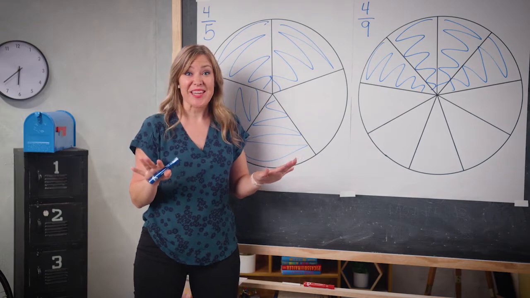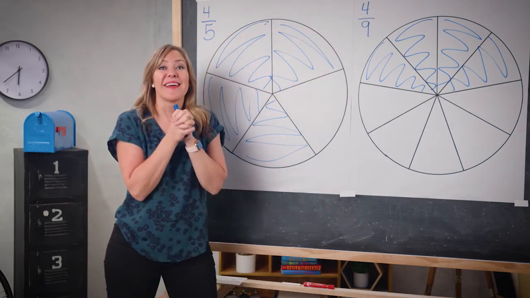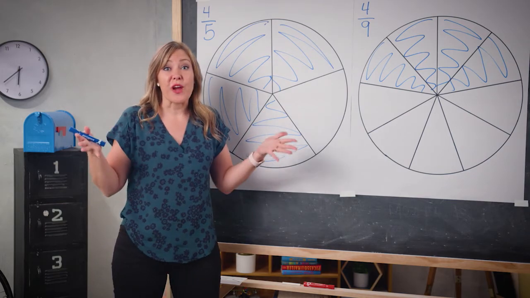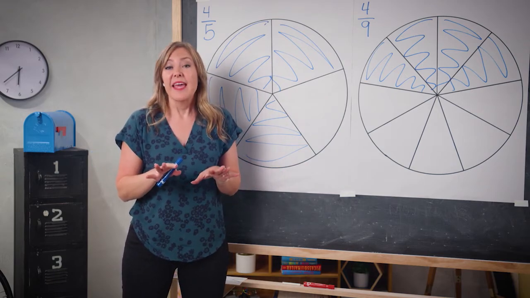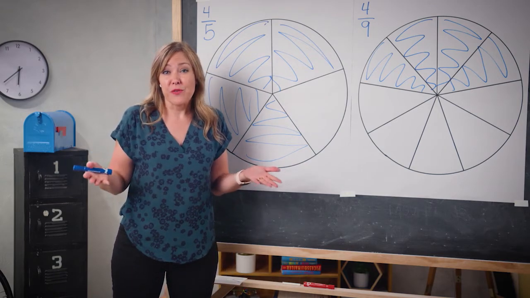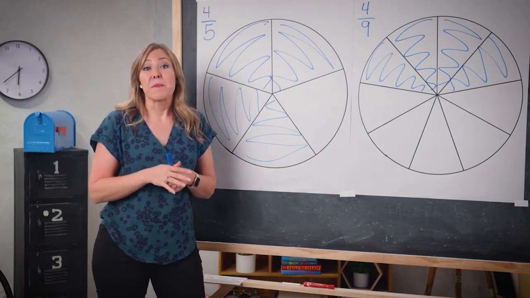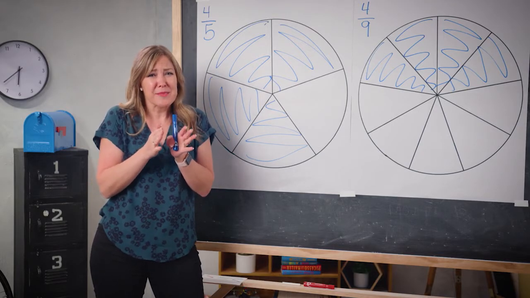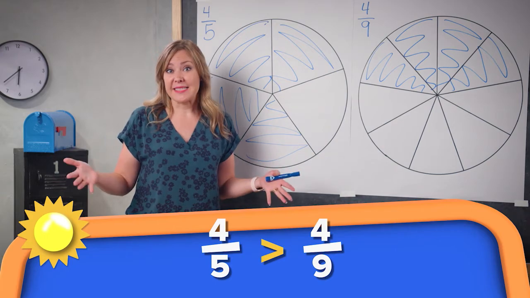So here's the trick. When your numerators are the same, look at the denominators. The smaller denominator belongs to the greater fraction. And if that seems a little wonky, think of it this way. If a pizza was only cut into 3 or 4 slices, those would be some really big slices. If a pizza is getting cut into 20 slices, those would be some really, really small slices. So the smaller the denominator, the bigger the pieces.